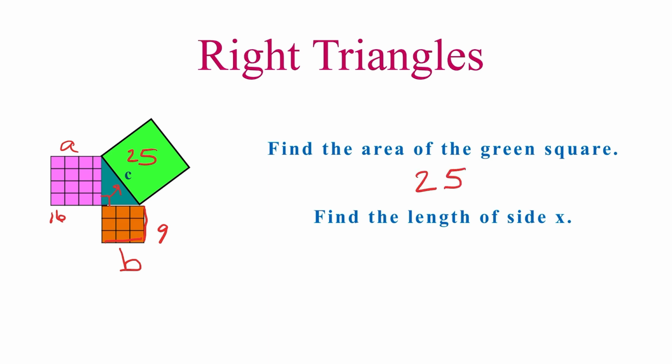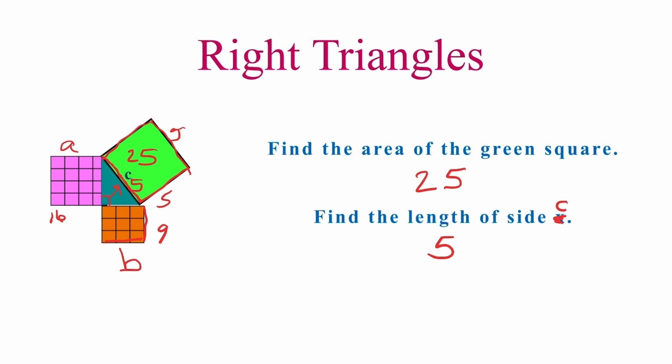To find the length, this should be a C right here. To find the length of side C, well, we have the area, right? But to get one side of it, we have to know that 5 times 5 makes 25. So one side of this square is 5. All the different sides are 5. That means the side C has to be 5 also. All right? We call that taking the square root.